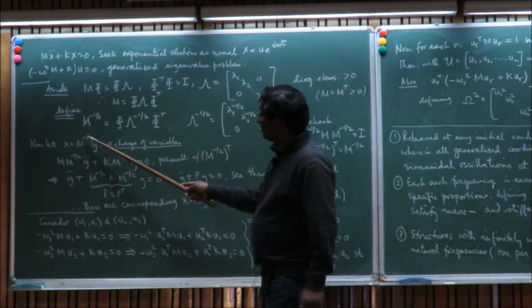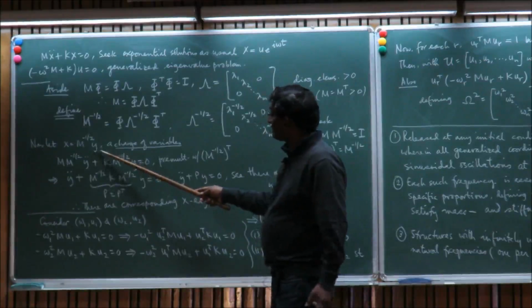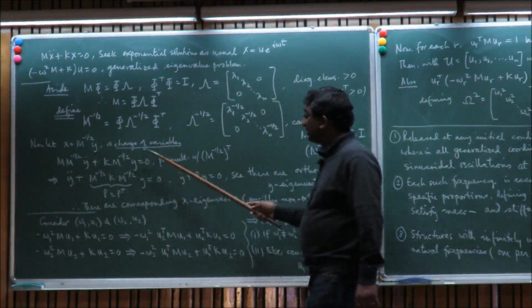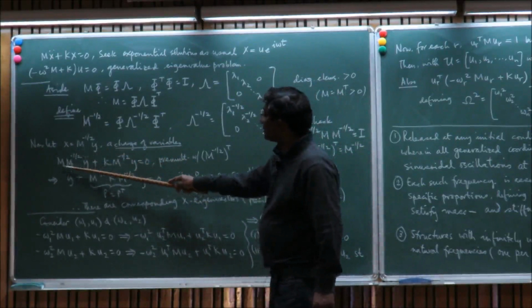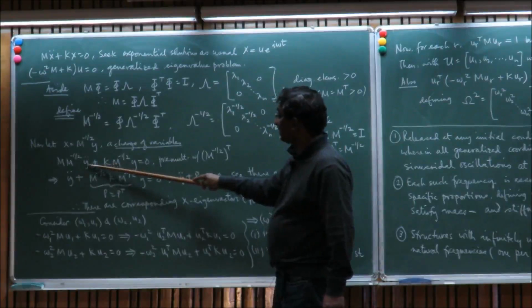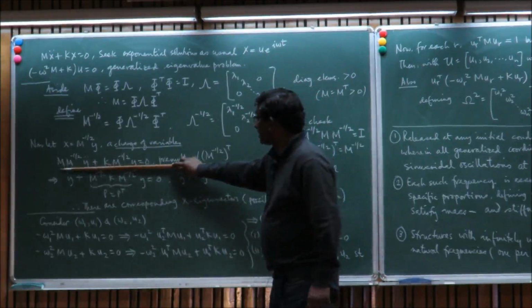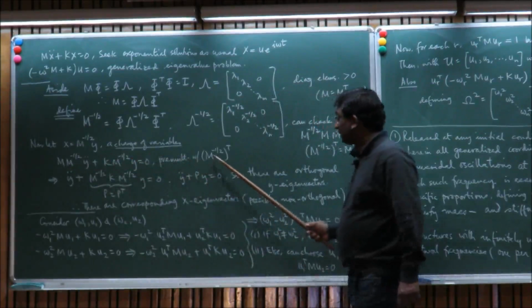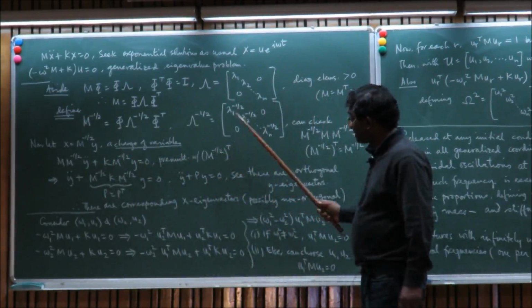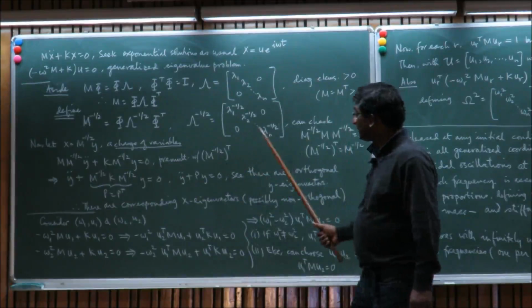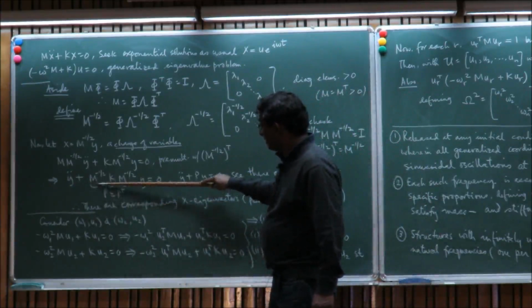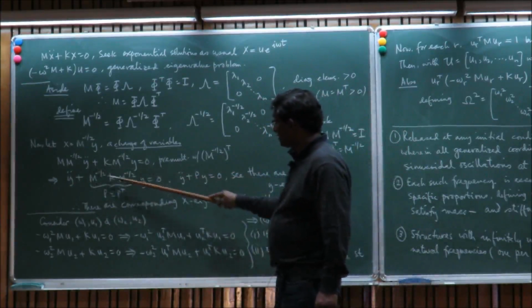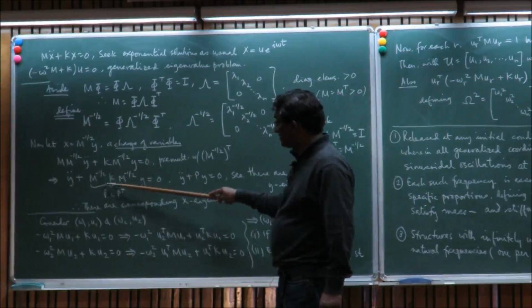Now let x be m to the minus half times y, where y is something new. This is a change of variables. In terms of variable y, you see m x double dot becomes m to the minus half y double dot and so on. So this is our new equation. We pre-multiply it with m to the minus half transpose, which is just m to the minus half, and so we get y double dot plus m to the minus half k m to the minus half. Let's just call this P, some symmetric matrix.